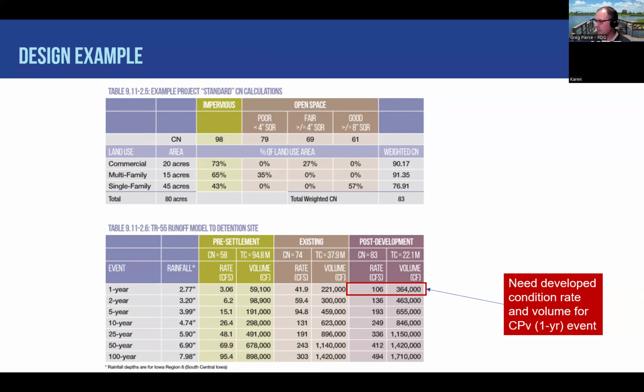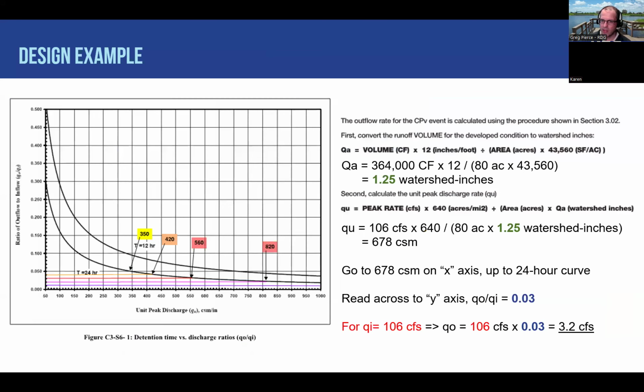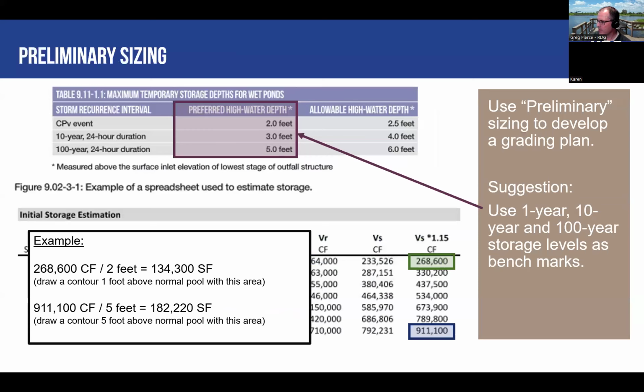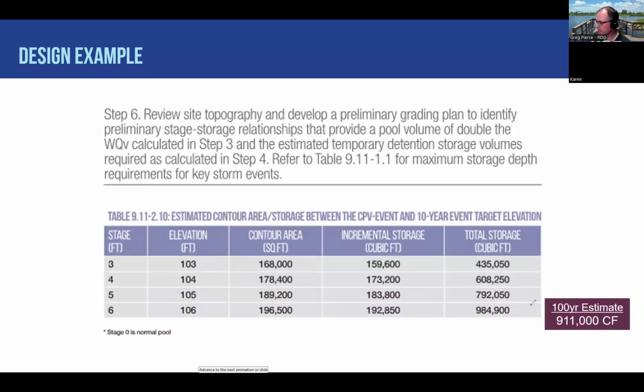Once you get into final design, you refine how the actual outlet structure is designed. Following that same design example, we calculate our allowable release rate. We start to develop a grading plan where you figure out your contour area and the elevation of the basin, making sure that your new grading plan is above what our estimate should be. It's always a little easier to shrink it down later than to try to make it bigger. Then we look at some of those higher elevations, making sure that by the time we get to the top of the basin, we have enough storage for what we think we're going to have.